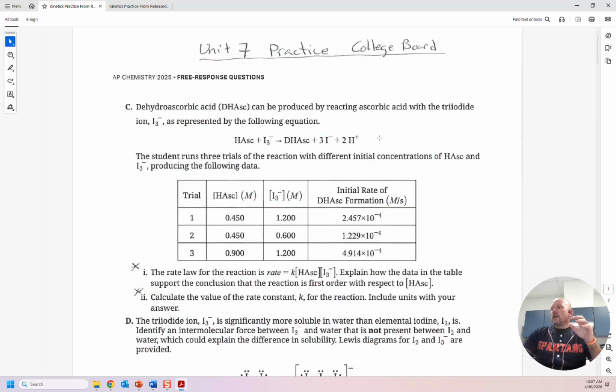So first thing to understand is kinetics isn't a large portion of the AP exam. So there'll be a few questions on chemical kinetics, but there won't be that many. It's not worth that much of the overall exam. So what are we looking at? We're looking at like two, maybe three multiple choice questions.